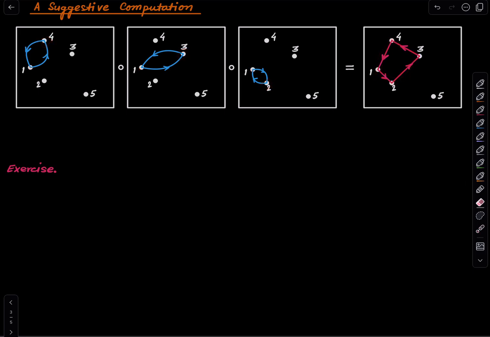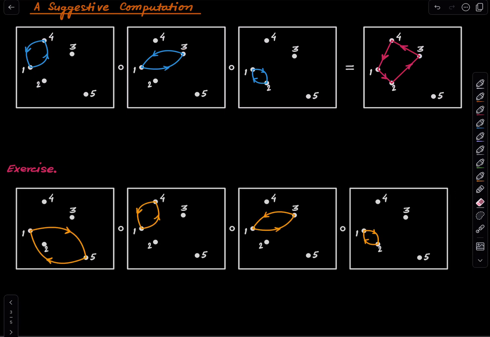And I leave you with an exercise here: if you compute the composite of these 4 transpositions, all of them move 1 to something, but whatever they move it to is different in all of them. And if you compute this out, what you will find is that you get a 5-cycle as a result, and I think it will just turn out to be 1, 2, 3, 4, 5. Oops. What have I done? Yeah, 1, 2, 3, 4, 5. The 5th one is here. So 1, 2, 3, 4, 5, and then back. So this is what you should get.